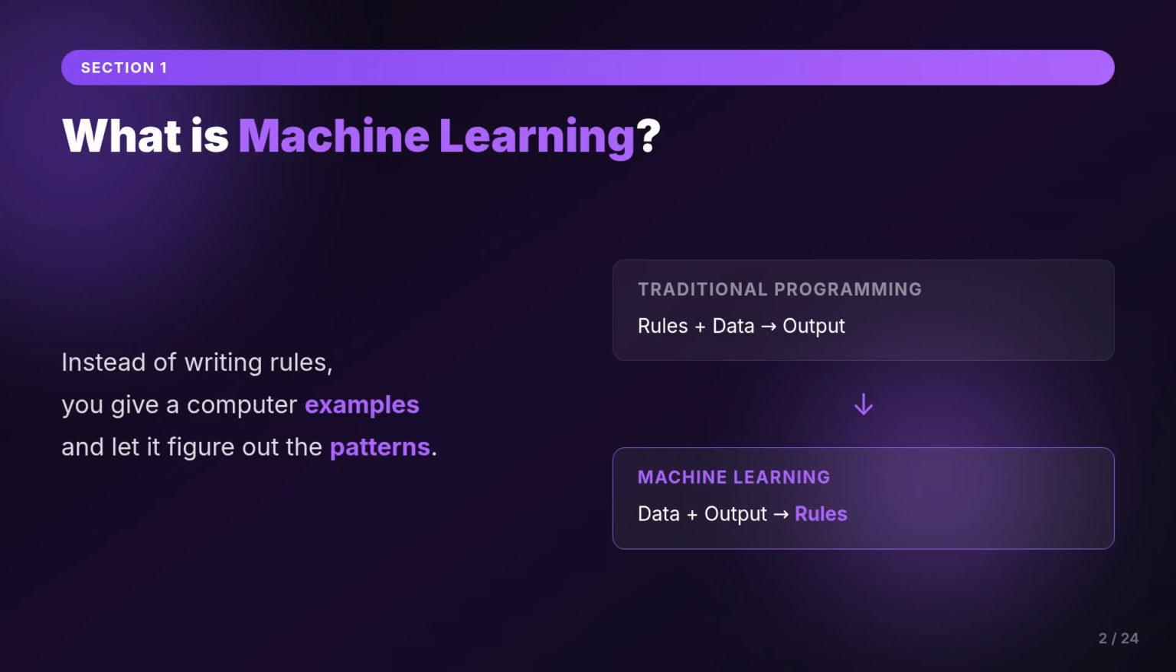Machine learning is simple. Instead of writing rules, you give a computer examples and let it figure out the patterns. Traditional programming says if price is greater than 100 and reviews are above 4, recommend. Machine learning says here's 10,000 purchases, figure out what leads to a buy.